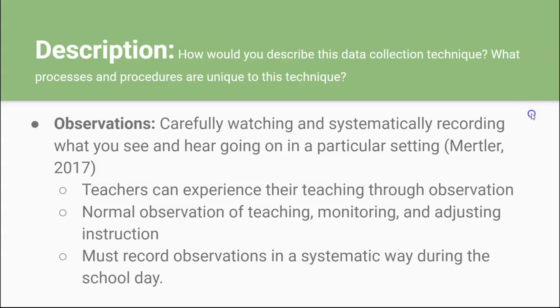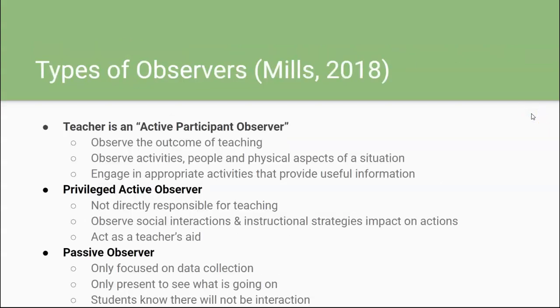And teachers must record observations in a systematic way during the school day in order for it to be a data collection technique. So there are three different types of observers. A teacher is typically an active participant observer. This means that they're teaching and observing at the same time. So teachers can observe the outcome of their teaching, they can observe activities, people, and physical aspects of a situation, and they can also engage in appropriate activities that provide useful information. So this is what a teacher typically is doing, observing and teaching.